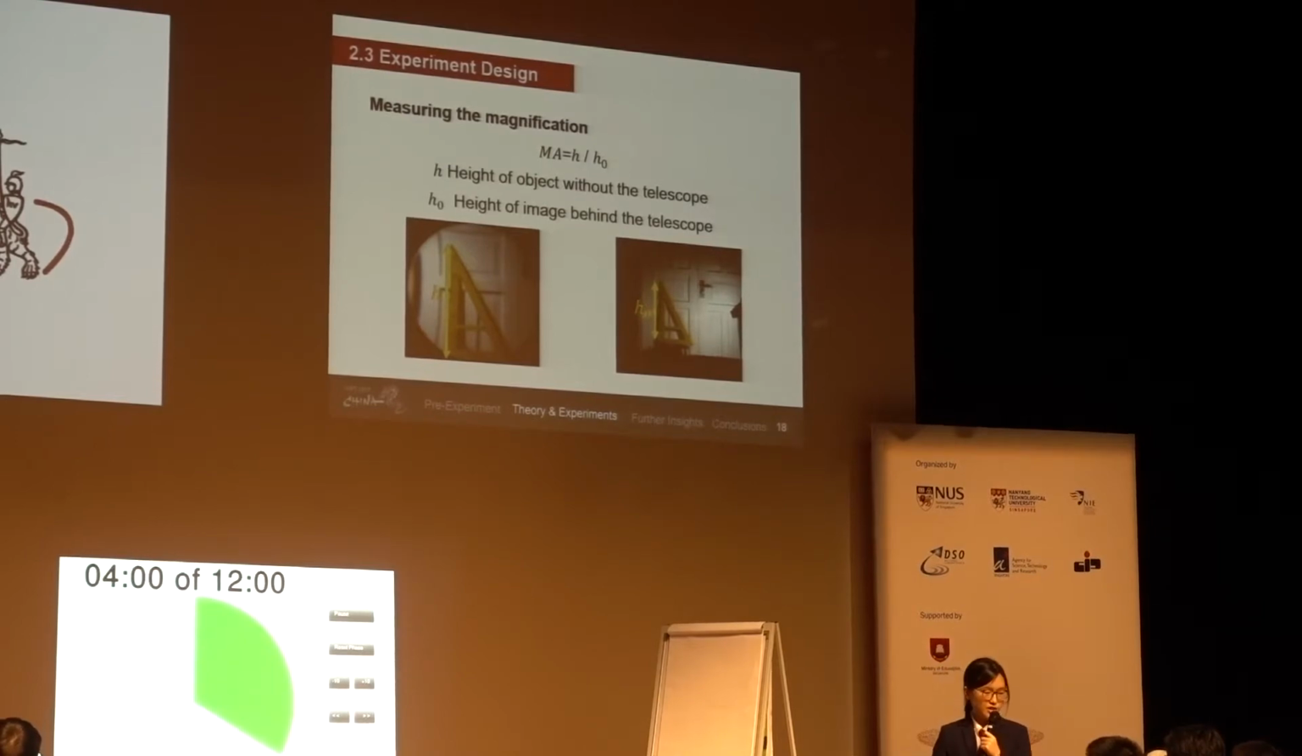So the magnification is measured by shooting a picture of a distant object, first directly through the test tube, using the software to measure the object height, then shooting without the telescope. The ratio is the magnification, as the picture shows.